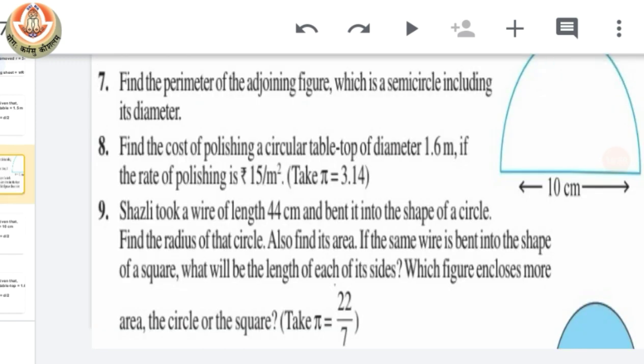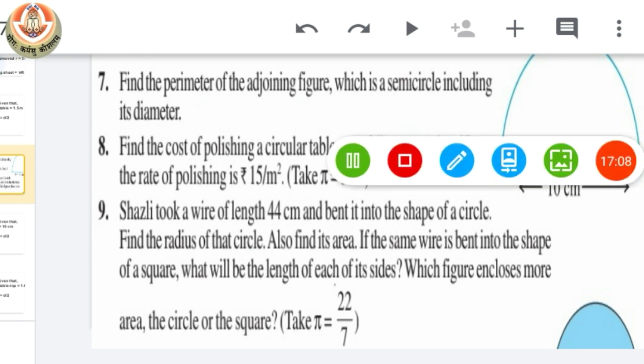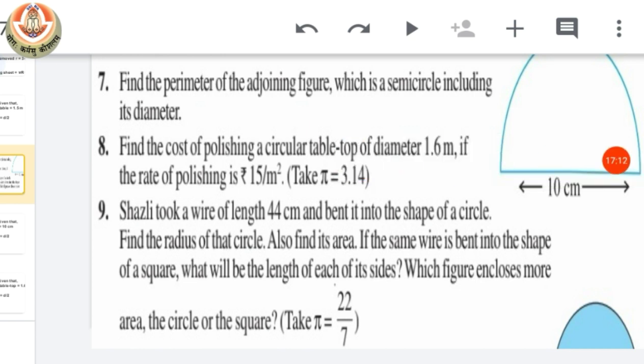Now question number 8 is find the cost of polishing a circular tabletop of diameter. We have been given the diameter of the circular tabletop, which is 1.6 meter, and we have to find the cost of polishing.